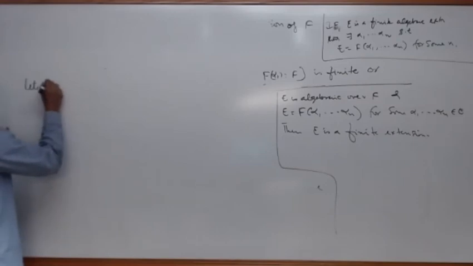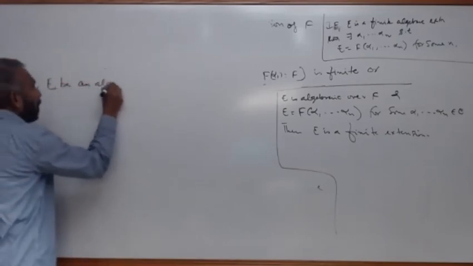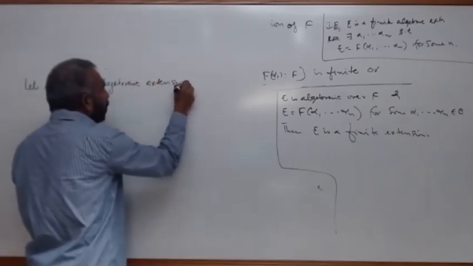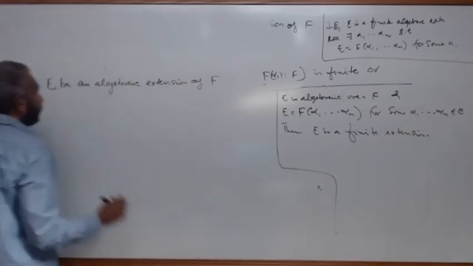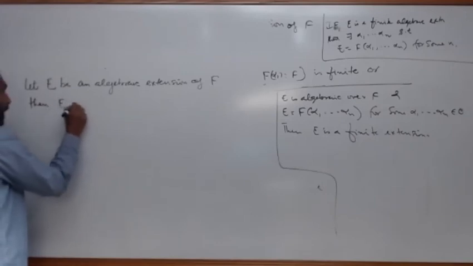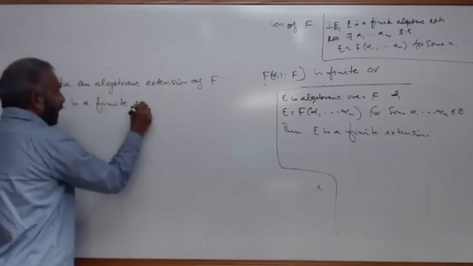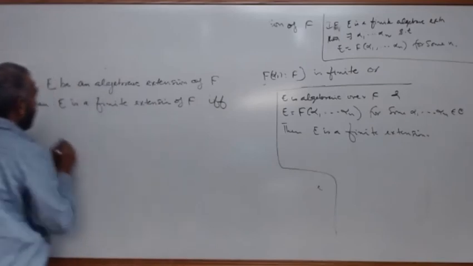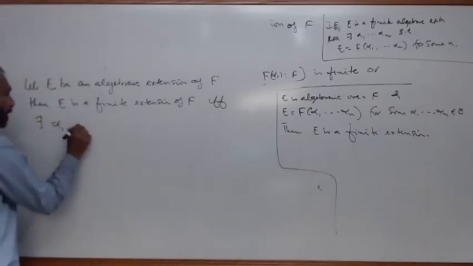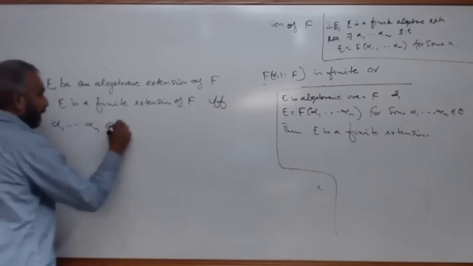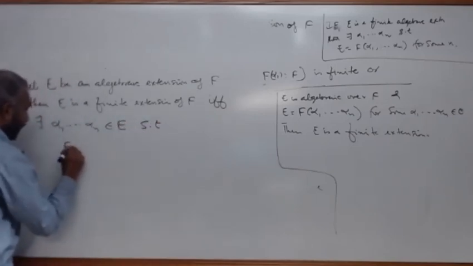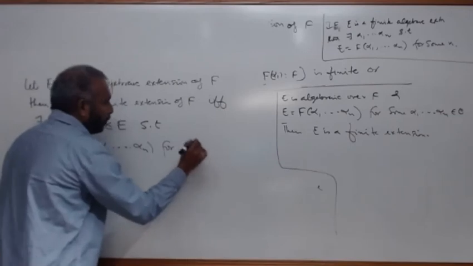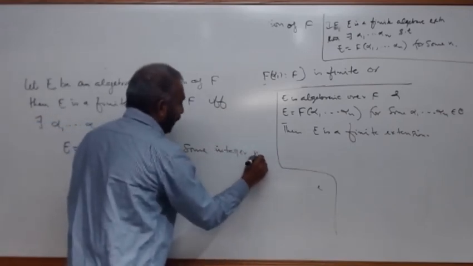So the final result is: let E be an algebraic extension of F, then E is a finite extension of F if and only if there exist alpha 1 to alpha n in E such that E is equal to F(alpha 1, ..., alpha n) for some integer n.